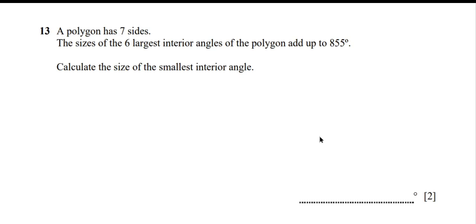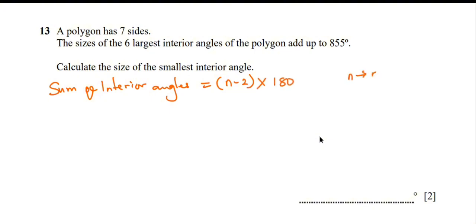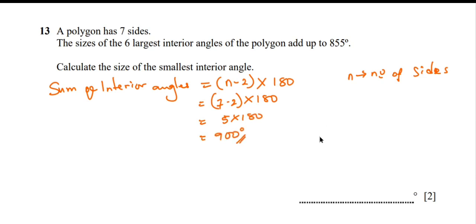So let's find the sum of the total interior angles of a polygon. The sum of interior angles equals n minus 2 times 180 degrees, where n is the number of sides of the polygon. In this case, we have 7 minus 2 times 180, which equals 5 times 180. 5 times 180 will give us 900. So all we need to do is 900 minus 855. That will give us 45.